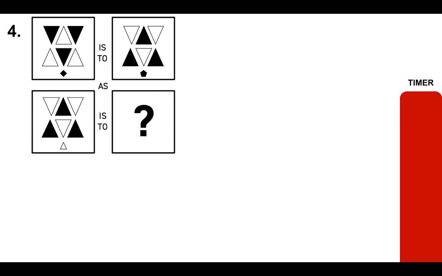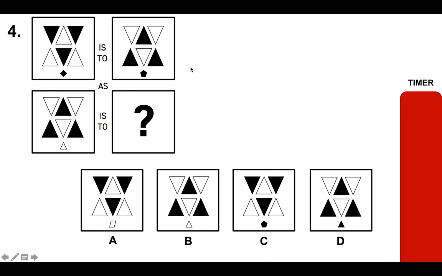Okay, question 4. So we've got the timer again. So have a go at this. It says this shape option here is to this, as that is to that, question mark. Okay, and there are the answer options.